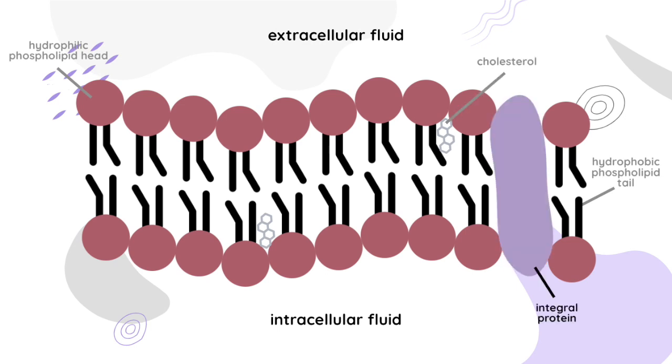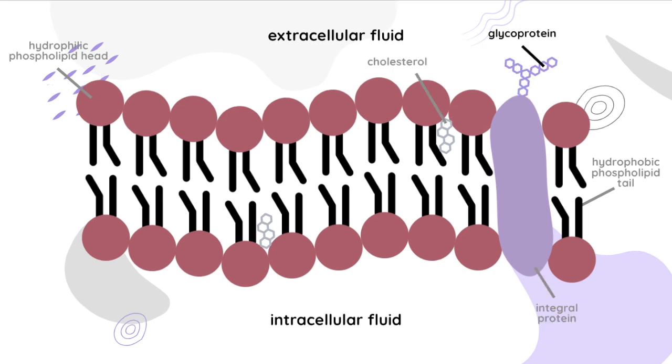Integral proteins are proteins that are permanently embedded in the membrane. They have a variety of different functions, including transporting molecules across the membrane. In some cells, they serve as cell receptors. An important integral protein is glycoprotein. Glycoproteins can be found on the surface of this membrane. They help with cell-to-cell recognition and adhesion.